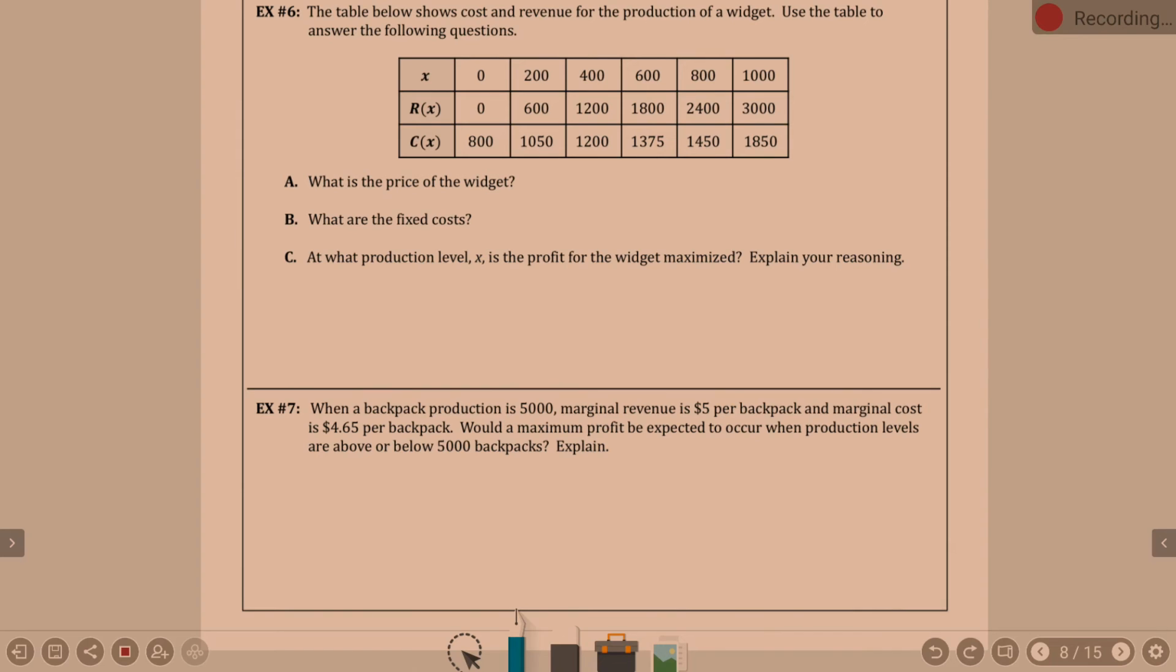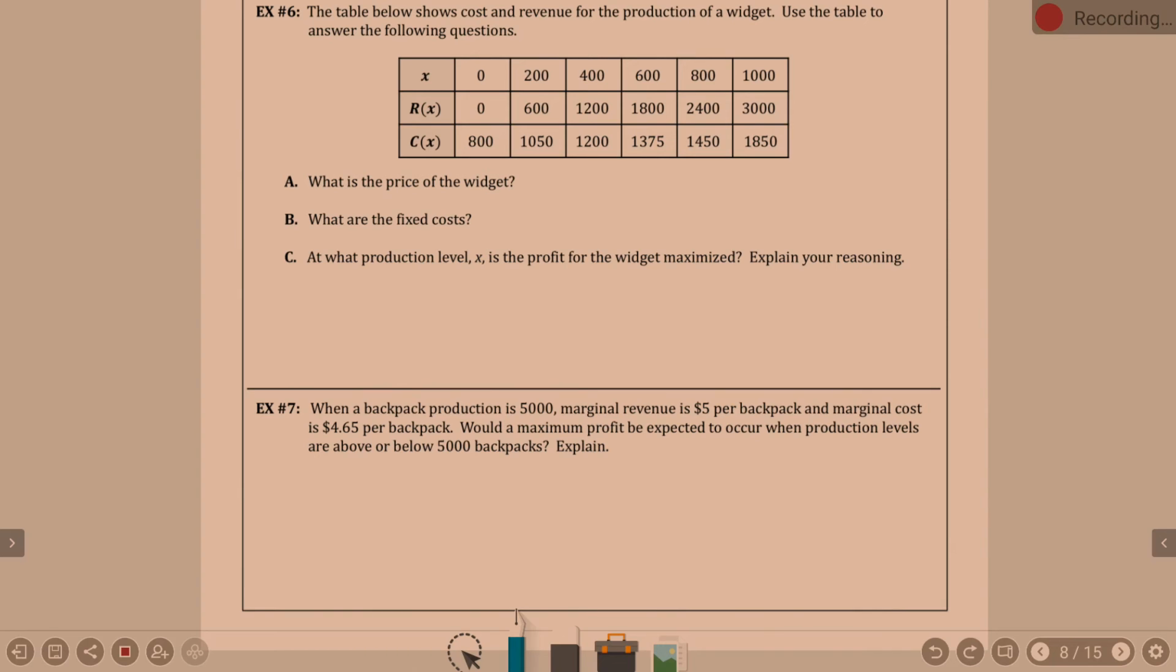So what does X stand for here? How many are made. So X is the number that are made, right? So this is when 0 are made, 200 are made, 400, 600, 800, 1,000 are made. What's R of X stand for? The revenue, for every quantity made. So if we sell each of these amounts, how much do we bring in? And what's C of X stand for? The cost. The cost of how much it takes to make each of these amounts. So how can we find the price of one singular widget?